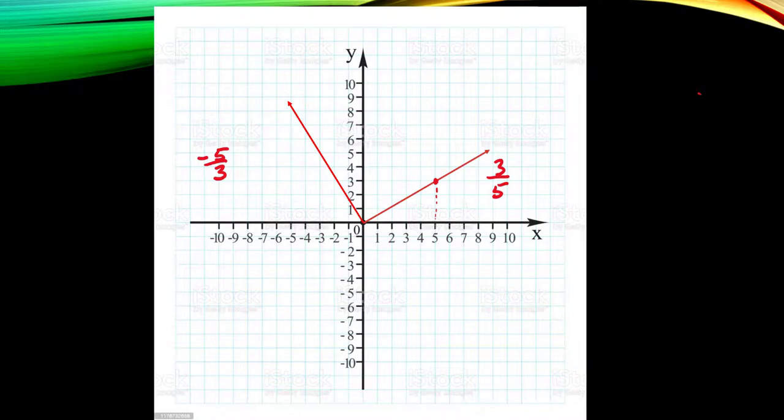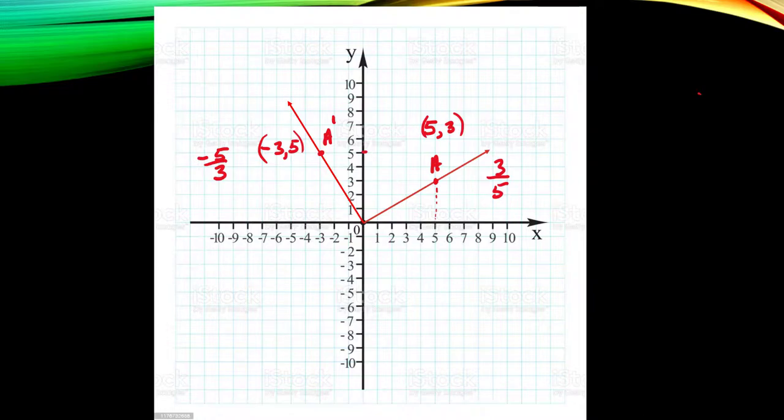So from the origin, we'll count up 5. We're here, and now we count over 3. And if this was point A, this is point A prime. This point A had coordinates of 5, 3, and A prime has coordinates of negative 3, 5.